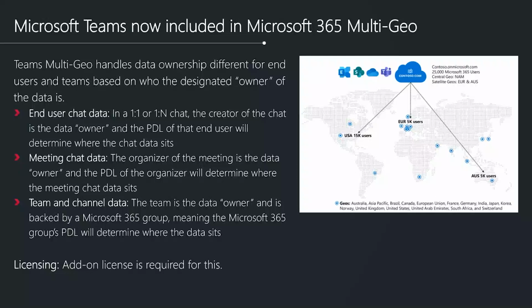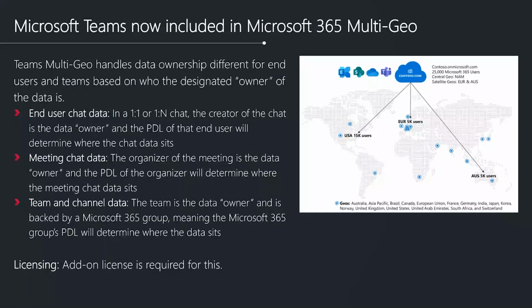It does require an additional license, so have a chat with your security and compliancy team, see if there is a requirement for this, and if so, we can walk through what the additional licensing looks like. And as the slide says, there are three data scenarios which raise questions most commonly. Where does end user chat go? It comes back to the PDL that the user has set up on them. For meetings, it is the organizer's PDL which is used to determine where that meeting data goes.